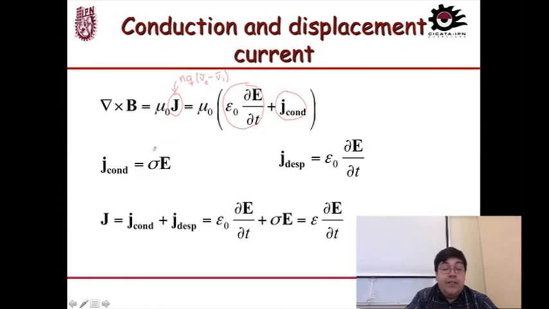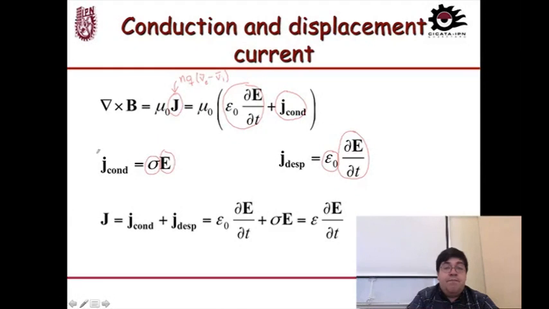Now, I can write the conduction current as the product of two quantities, which is the electric field, E, and an electrical parameter of my medium that I choose to call the conductivity. And the displacement current, on the other hand, is going to be equal to the rate of change of the electric field with time times another constant, which is the dielectric constant of the medium.